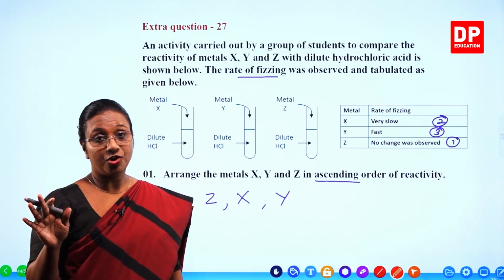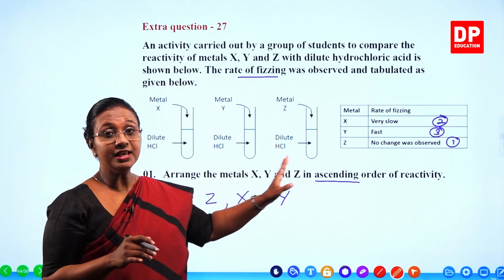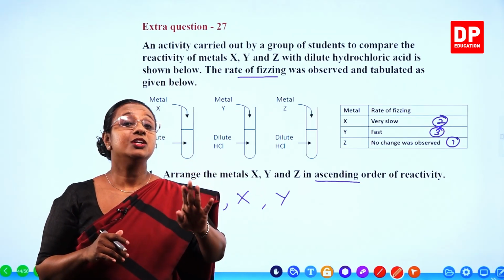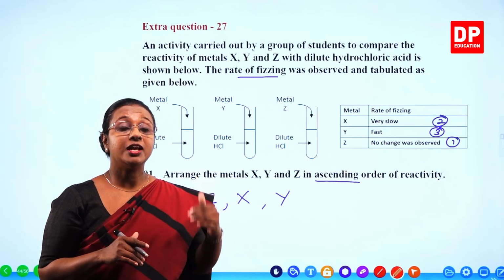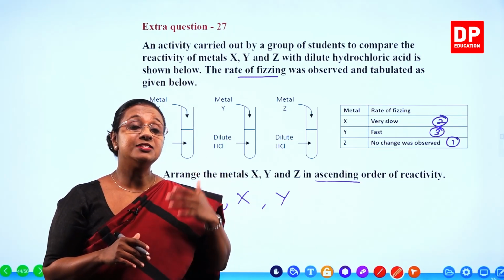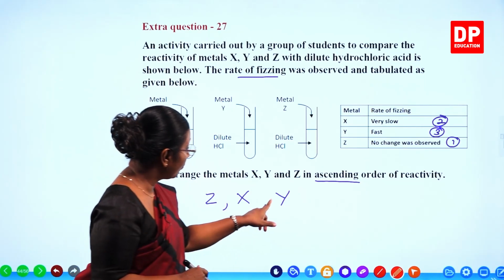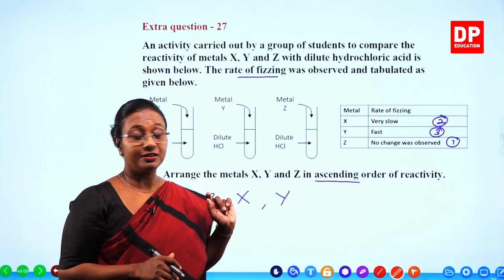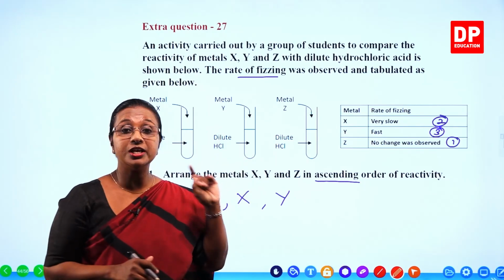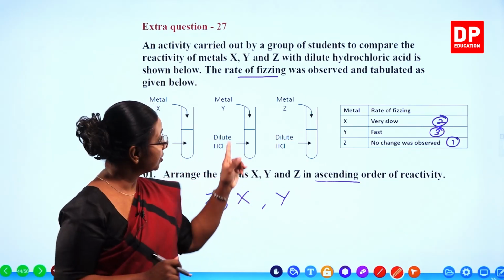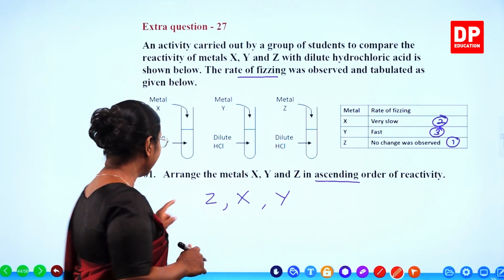Is that clear to you all? So rate of fizzing is related to the ability or the tendency of the metal to react with the acid. If the rate of fizzing is fast, tendency of reaction is fast, that means the reactivity is high. So Y shows the highest reactivity, whereas Z shows the lowest reactivity. Is that clear to you? So with that, we'll move on to the next part.